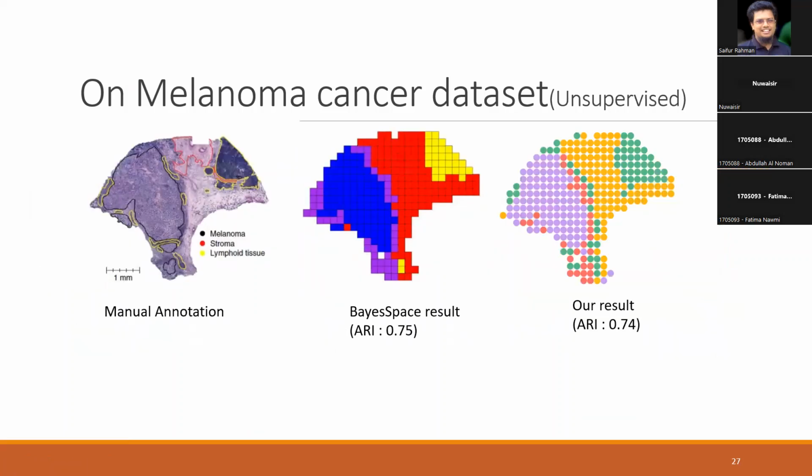In the unsupervised setting also we get a good result, though the ARI is a bit low here, but qualitatively it is better than the result of BASS, since we can identify the melanoma, we can identify the lymphoid tissues more accurately.